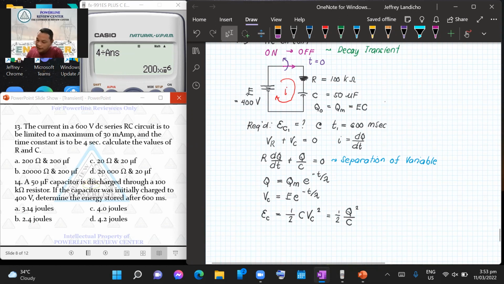Okay? So therefore, solving for the voltage across the capacitor, V C1, that is at time equal to 600 milliseconds, initially, 400 volts that would appear to its open circuit terminal, e raised to negative, okay, 600 milliseconds, so that's what, 0.6 na lang. Divide, time constant? So time constant, the product of our resistance of 100,000 multiplied 50 micro.